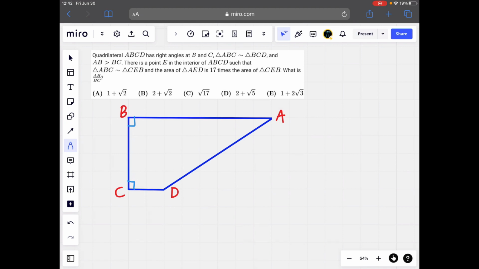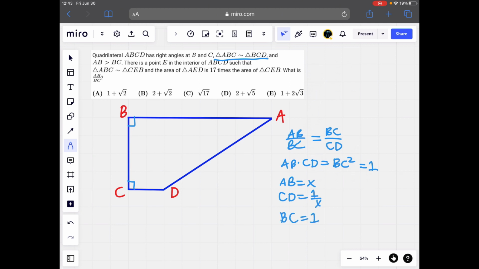First, we direct our attention to quadrilateral ABCD, which has right angles at B and C. Note that we're given ABC is similar to BCD, so we have AB over BC equals BC over CD. Since this is just a ratio problem, we're given nothing other than pure ratios, such as the area of AED over the area of CEB is 17, and we're asked for the ratio AB over BC. We can simply assume that BC is equal to 1. So AB times CD would be equal to BC squared, which would then be equal to 1. So we can let AB equal x and CD equal 1 over x when BC is equal to 1.